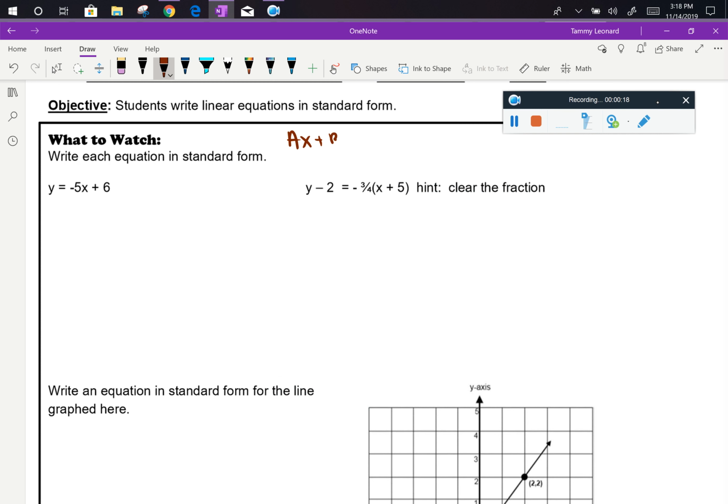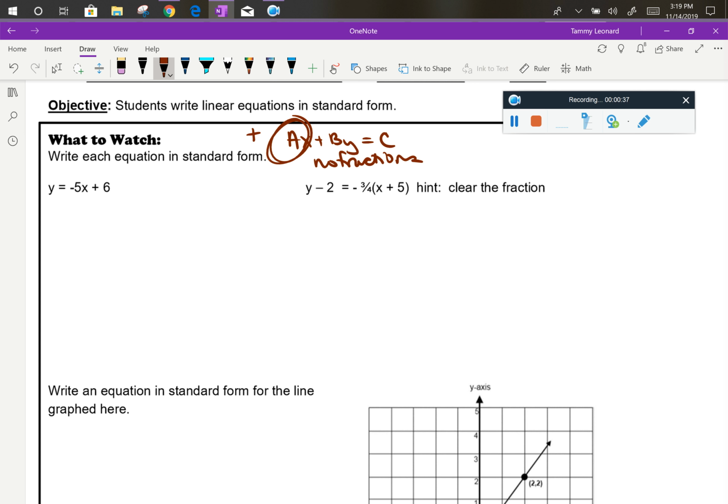Remember, there's an issue of order. We need the x term, then the y term, then the constant. There's an issue of integers, so no fractions, which also means no decimals. And finally, this first number has to be positive.